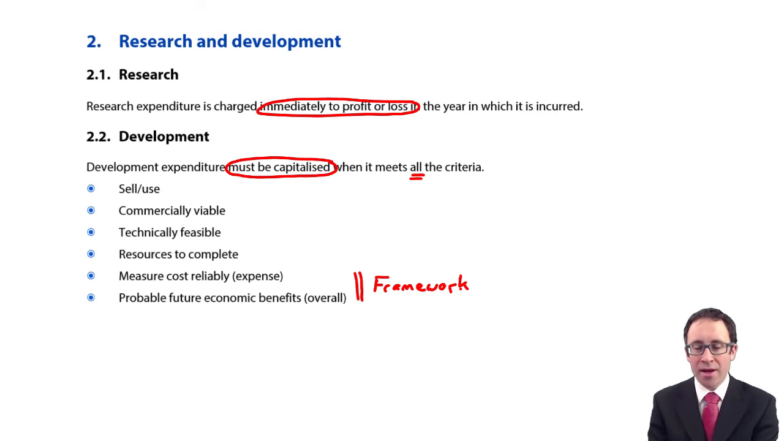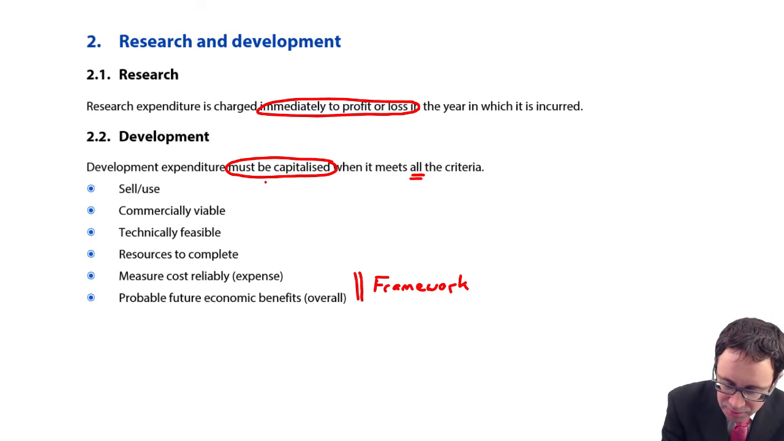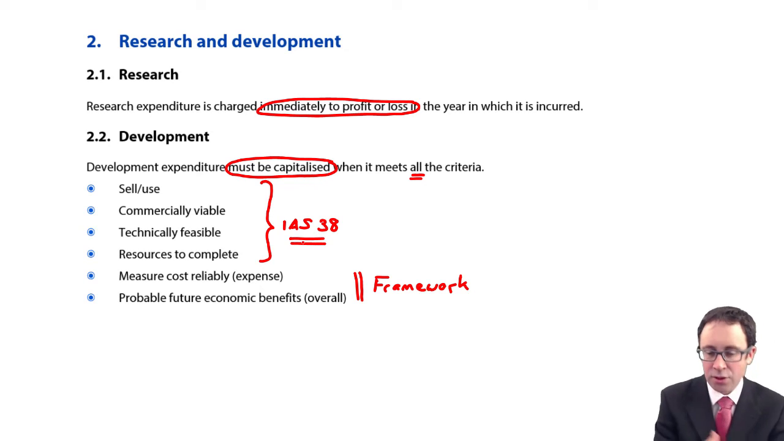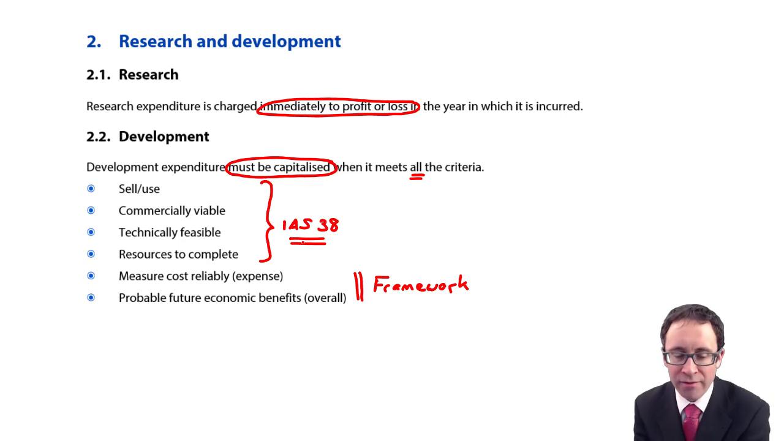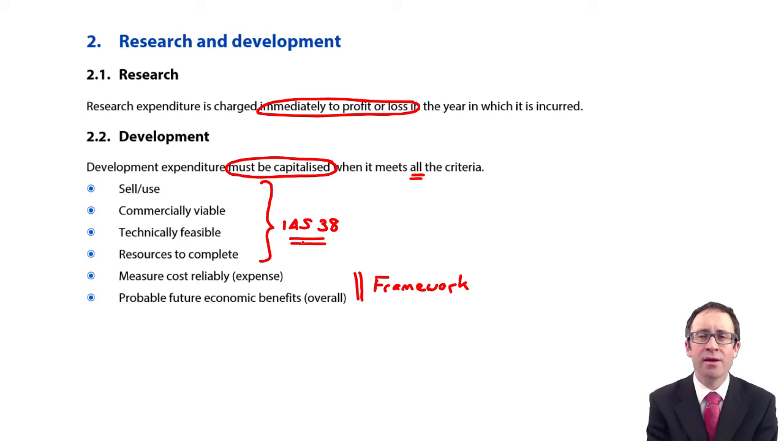Now that's where you have these more tailored, specific 4 points that come from IAS 38 to show that we are going to get probable future economic benefits, and that we are going to complete it to generate those benefits. So we are expected to either sell the idea on at the end or use it ourselves. The idea needs to be commercially viable, so it's not just some far-flung crazy idea that isn't going to work and isn't going to be able to be used. It needs to be technically feasible.